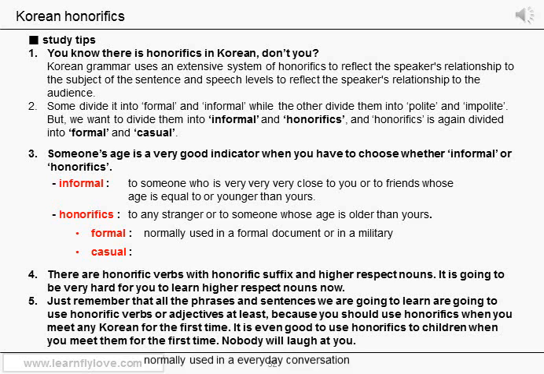Remember that. Casual honorific is used in an everyday conversation. There are honorific verbs and adjectives with the honorific suffix and higher respect nouns. It can be a little bit difficult for you to learn higher respect nouns, but don't worry, let's learn it by doing. Just remember that you should use honorifics when you meet any Korean for the first time. So we are going to learn how to use honorifics in our lessons first.